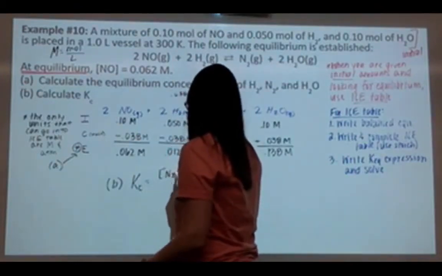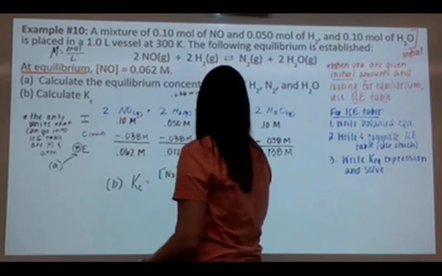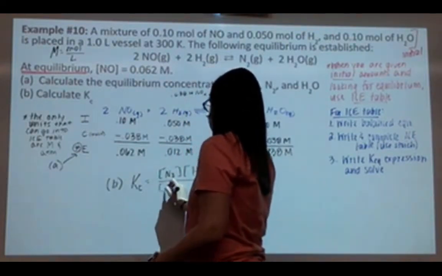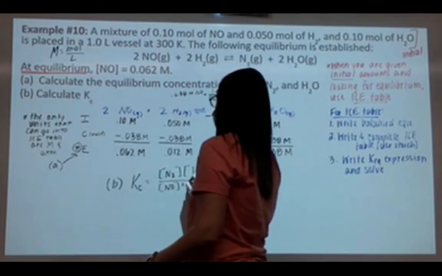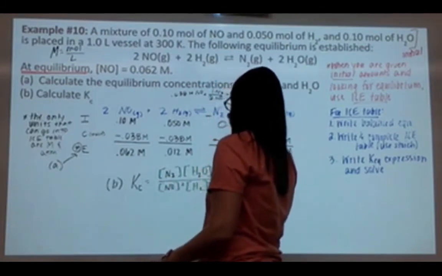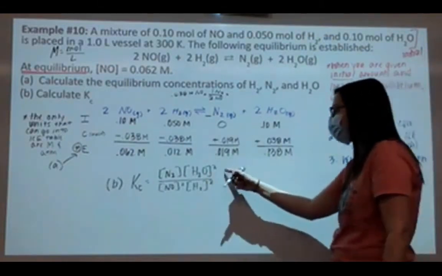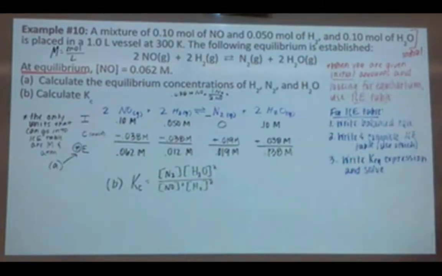So the concentration of N2 times the concentration of H2O squared, over the concentration of NO times the concentration of H2, and both of those are squared. Write the expression so that way you're making sure that you can look back and that you're squaring what needs to be squared.